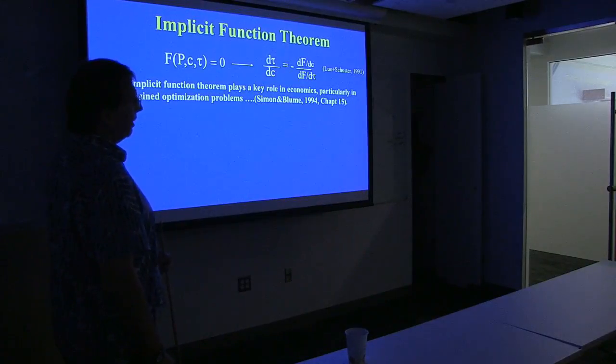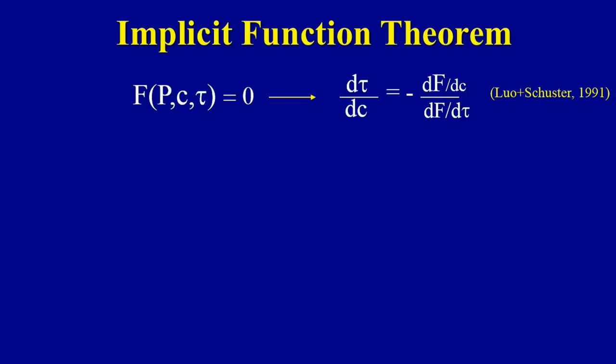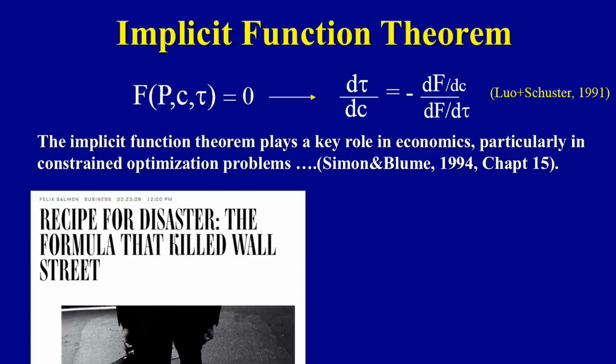When I was getting this talk together, I was surprised to read that the economists think the implicit function theorem is an important part of their work. When we first published this in 1991, one paper got referenced a lot, and the more general paper that showed the generalization of this never got referenced. Around that time, a book came out by Simon and Blume, and I quote from the book, "The implicit function theorem plays a key role in economics, particularly in constraint optimization problems." I'm not even an amateur in this area, but I'll just take him for what he says.